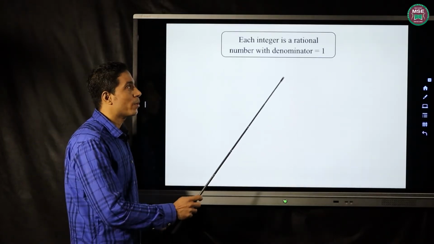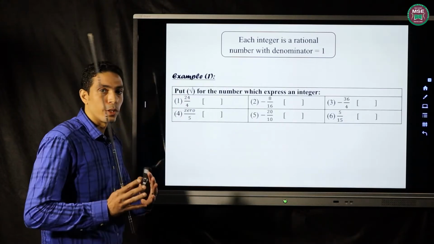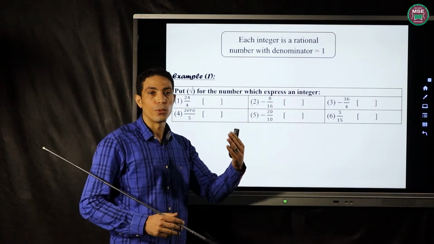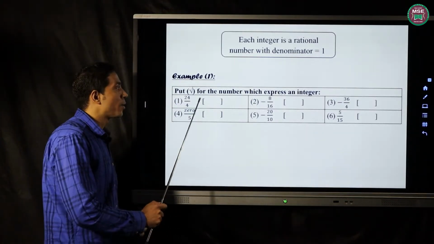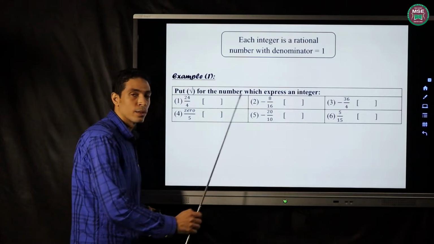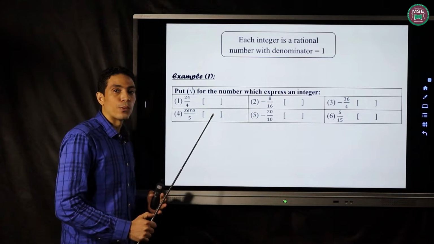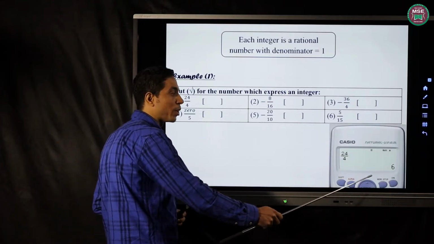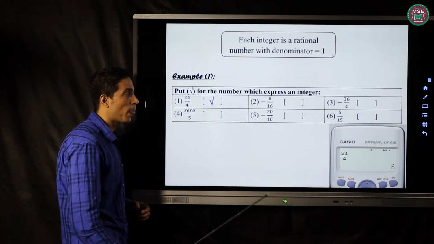Each integer number is a rational number with denominator equal 1. Example, the number 2 equals 2 over 1, 3 equals 3 over 1, 4 equals 4 over 1 and so on. Example number 1, put right for the number which expresses an integer number. 24 over 4 equals 6. We can use the calculator. 24 divided by 4 equals 6. Then this is an integer number.